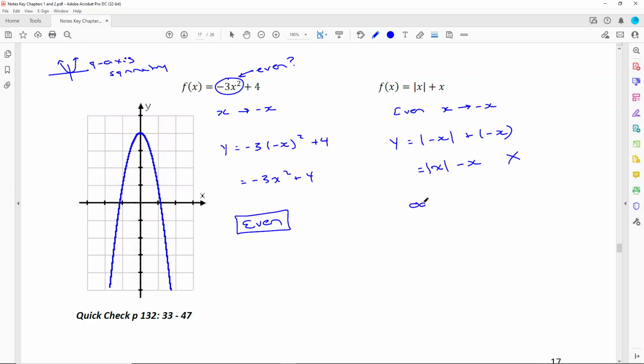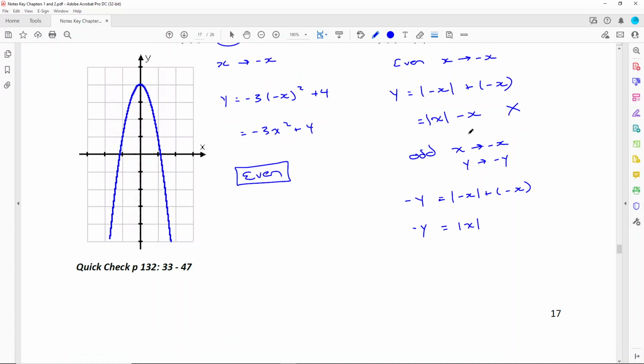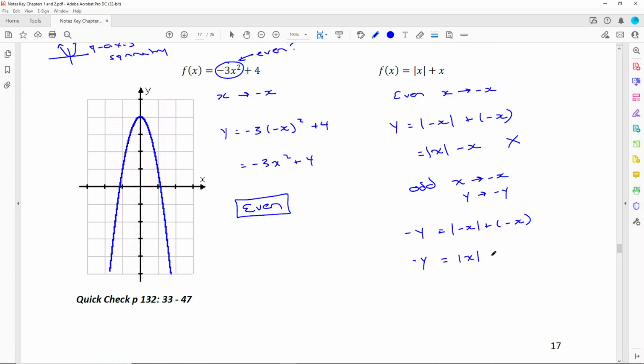Then we test odd. Odd, we replace x with negative x, and we replace y with negative y. So we would go negative y equals absolute value of negative x plus negative x, and then we simplify. And then simplifying this, I simplify the x's first. So I'm going to keep it as negative y. Again, no matter what I do in here, it's going to come out positive. So I'm just going to keep that as absolute value of x because I want it to have the same format as the question, and then minus x.